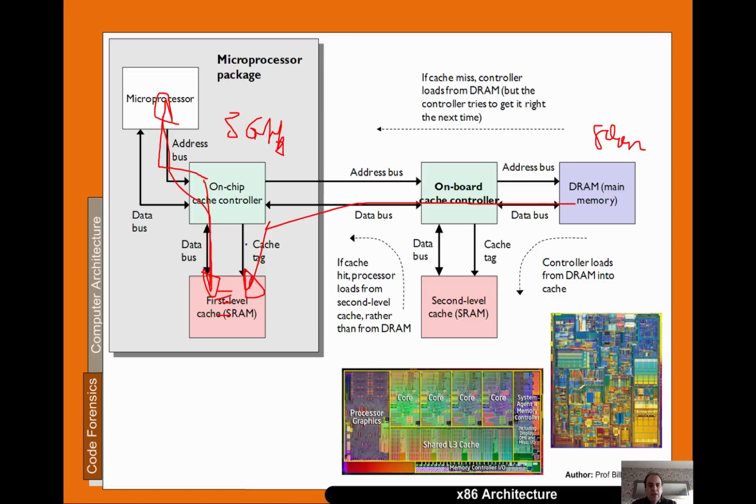So the cache controller is continually trying to make a guess and then taking the memory that it has from the main memory or from the second level cache in this case, and trying to load it up into the processor, and most of the time it gets it right.